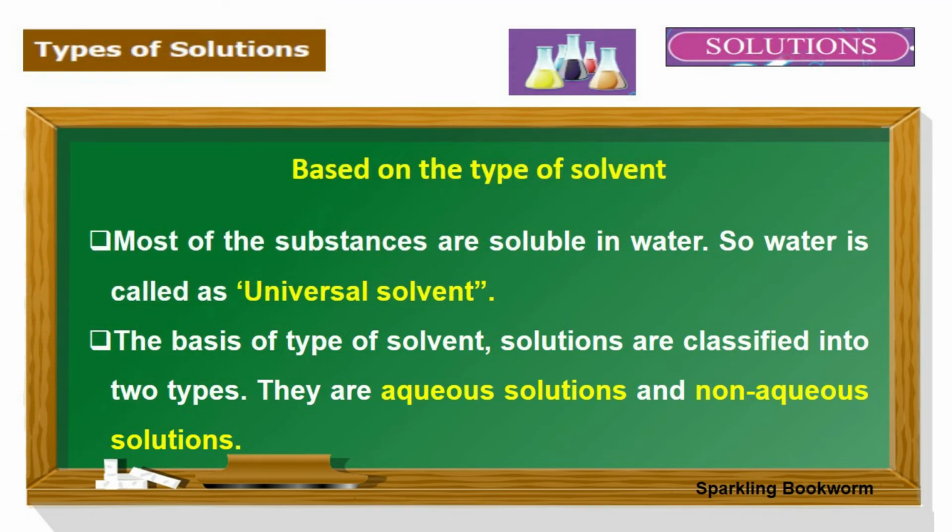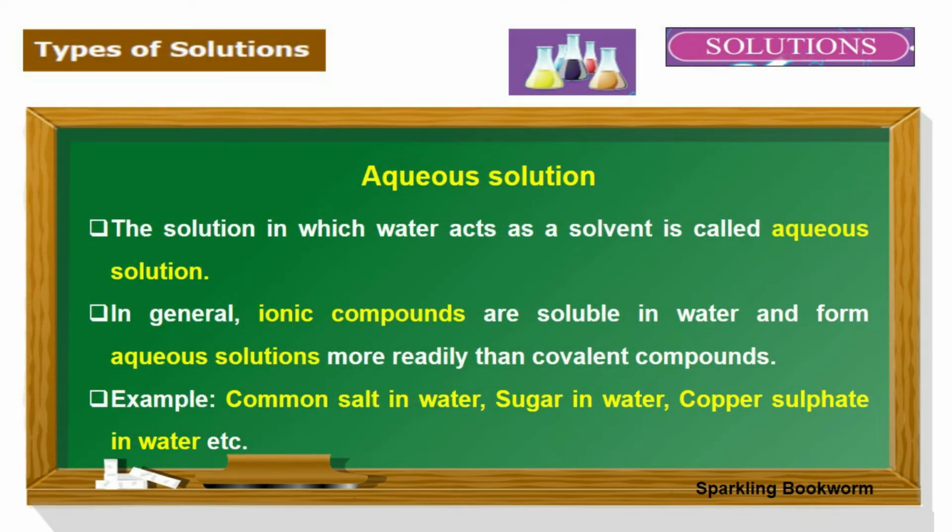Based on the type of solvent, most of the substances are soluble in water, so water is called the universal solvent. On the basis of the type of solvent, solutions are classified into two types. They are aqueous solutions and non-aqueous solutions. Aqueous solution. The solution in which water acts as a solvent is called an aqueous solution. In general, ionic compounds are soluble in water and form aqueous solutions more readily than covalent compounds. Example, common salt in water, sugar in water, copper sulfate in water, etc.